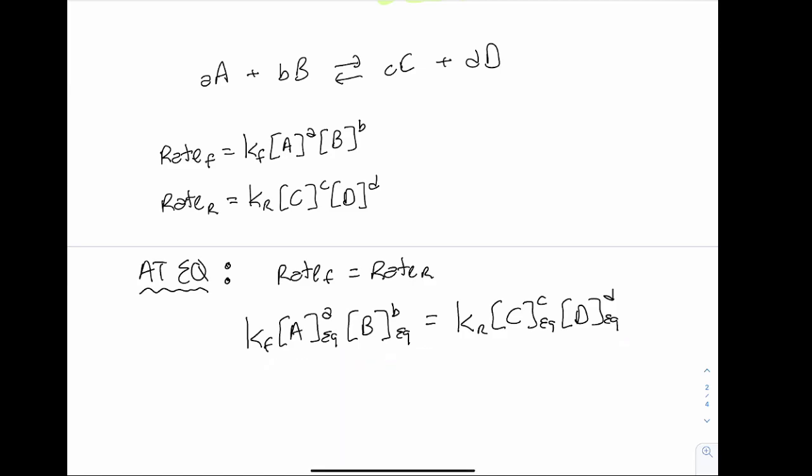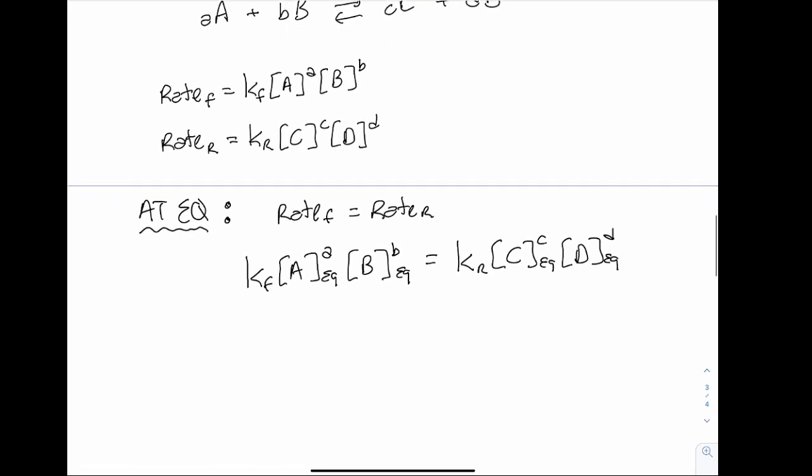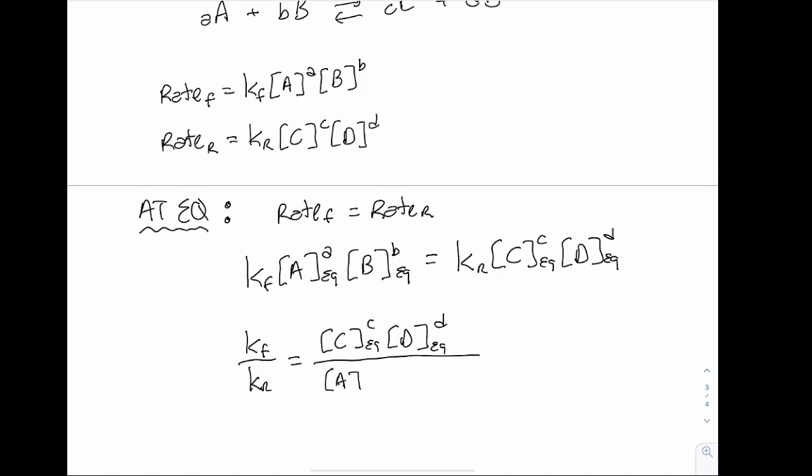I'm now going to rearrange this to get all of the concentration terms on one side and my rate constants on the other side. So rearranging this a little bit, I'm going to have kF over kR, and then that's going to be equal to my concentrations of C and D. Again, remember they need to be equilibrium concentrations, not any old concentrations. And that's over A and B concentrations.